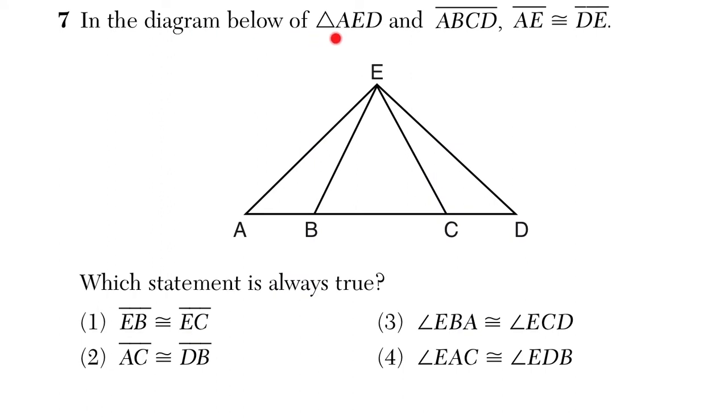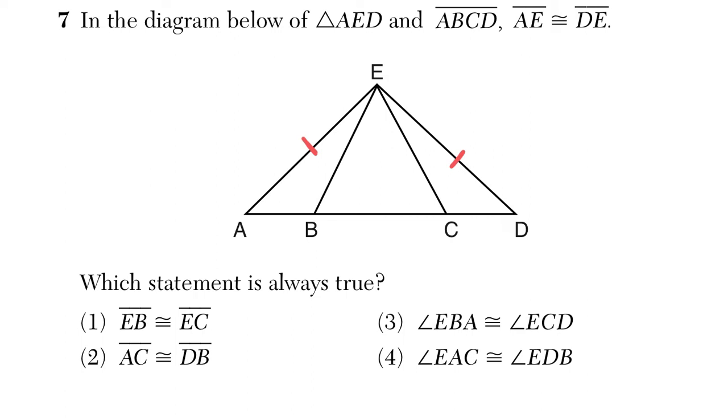Question number 7. The diagram below of triangle AED and segment ABCD, and here it says that segment AE is congruent to DE. All right, so let's mark this up. I can see that this side is congruent to this side, and it's saying to us which statement is always true. We've got 4 options to choose from.